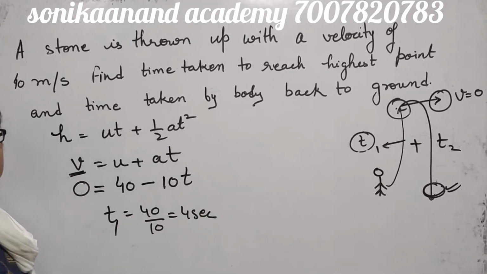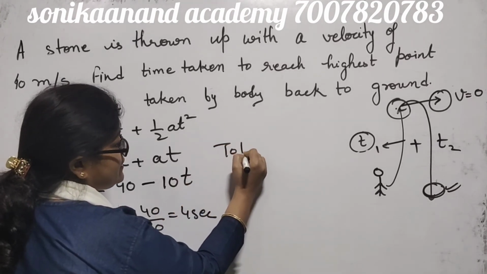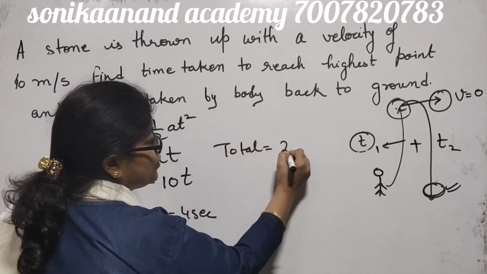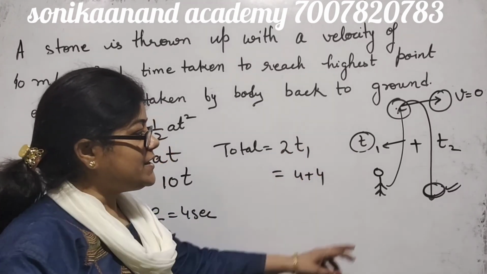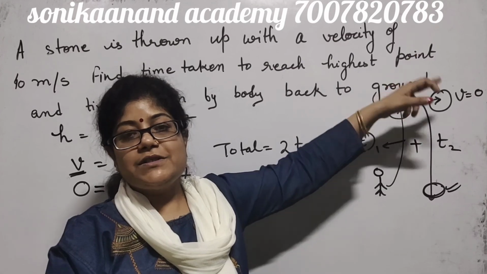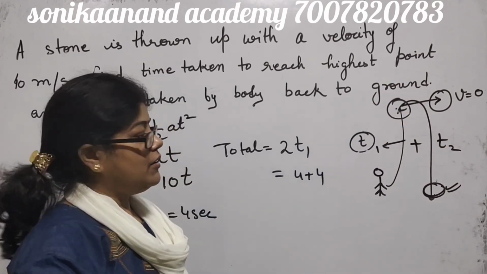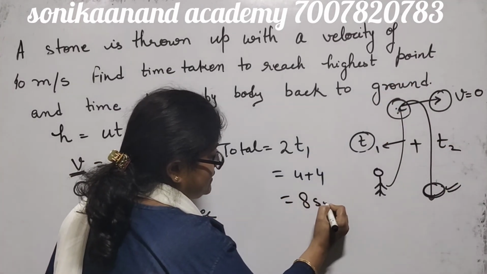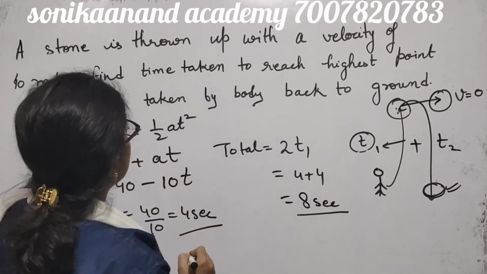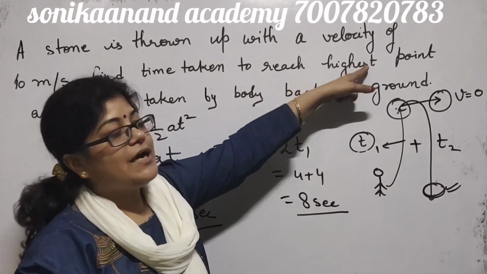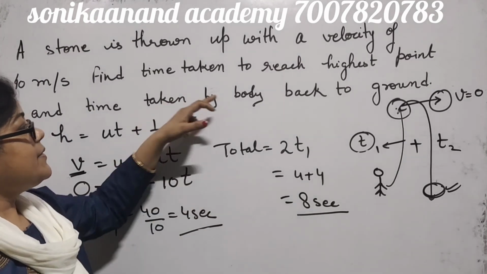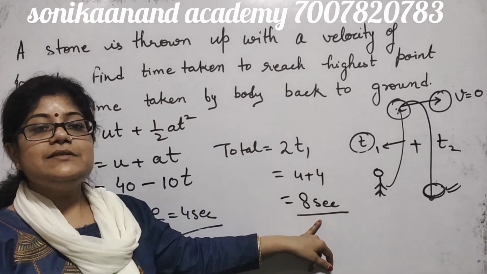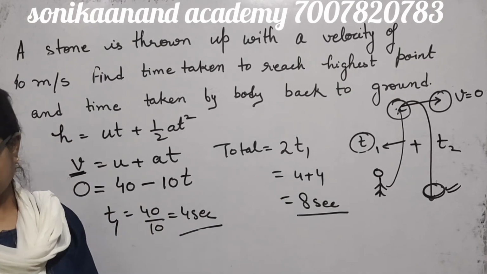This is T1. So total time taken is 2 times T1, that is 4 plus 4 seconds. 4 seconds to reach the highest point, 4 seconds to come back to the ground. That is a total of 8 seconds. So we have 2 answers. If it is asked to find the time taken to reach the highest point, then the answer is 4 seconds. If it is asked the time taken by the body to come back to the ground, then it is 8 seconds.